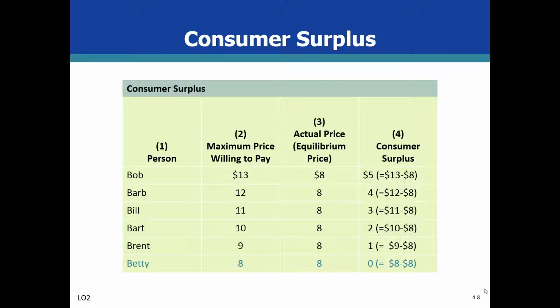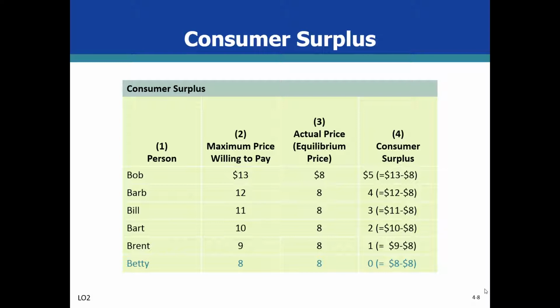On this chart, we have 6 consumers who purchased the same product. Shown in the first column is the maximum each is willing to pay to purchase the product. Column number 2. Each is willing to pay, right? Ranging from a high of 13 to a low of 8. However, each consumer purchases the product at the market equilibrium price of 8.